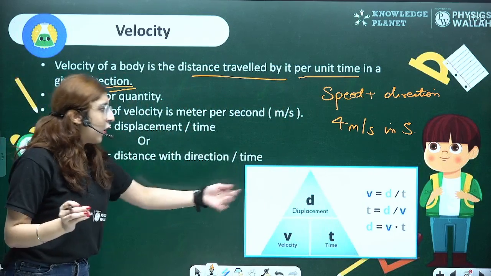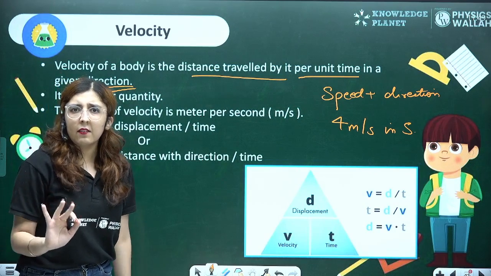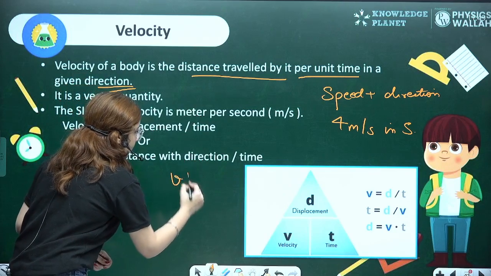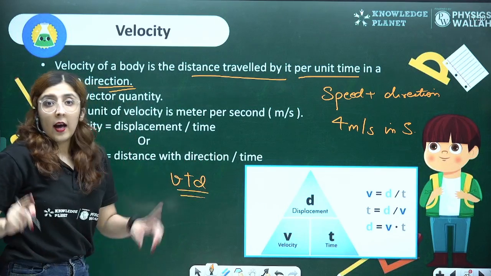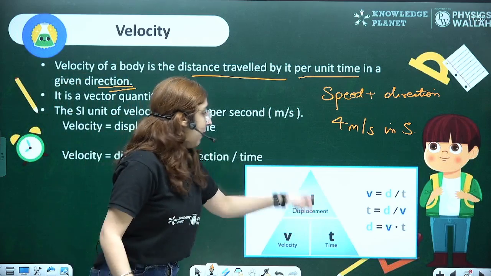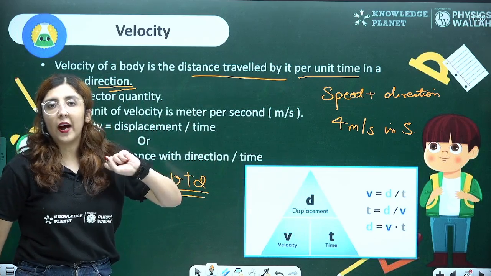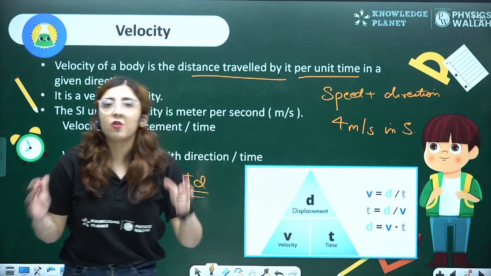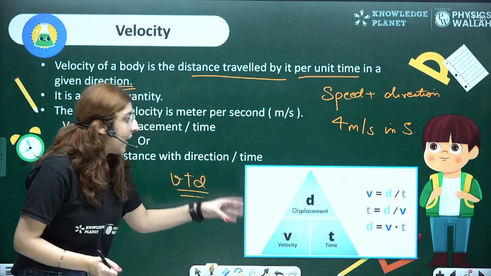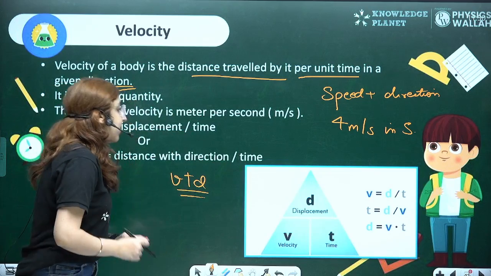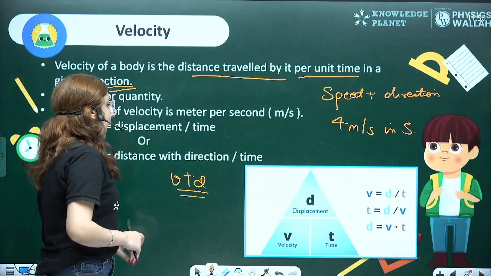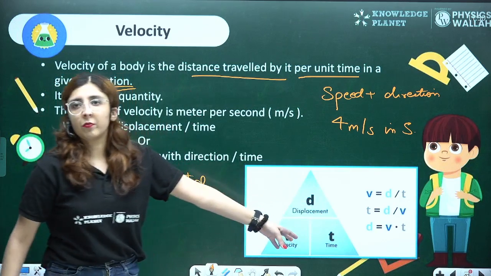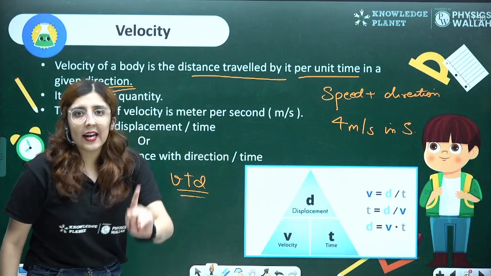Formula, everyone, have a look at the triangle again. The same triangle we can use. Only thing is now it will be VTD. STD, VTD: velocity, time, displacement. Whichever quantity you have to find out, you just need to hide that portion, and look at what is remaining in the triangle, and you will be able to get the rest of the quantity. So velocity is displacement by time, time is displacement by velocity, displacement is velocity into time. Okay, so till here we have clarity.